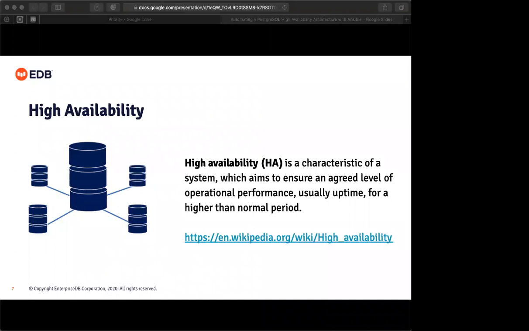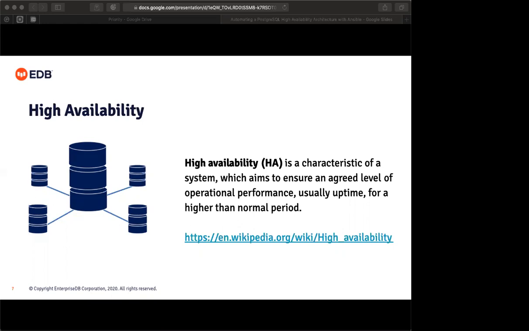Again, it's a characteristic of the system which is purely focused on the agreed level of operational performance, which we generally measure in terms of uptime, right? And we ensure that the system is always up and running for the users, the customers, or the providers, be it customers or clients who are using their services. Availability we generally express as a percentage indicating how much uptime is expected from a particular system or component in a given period of time.